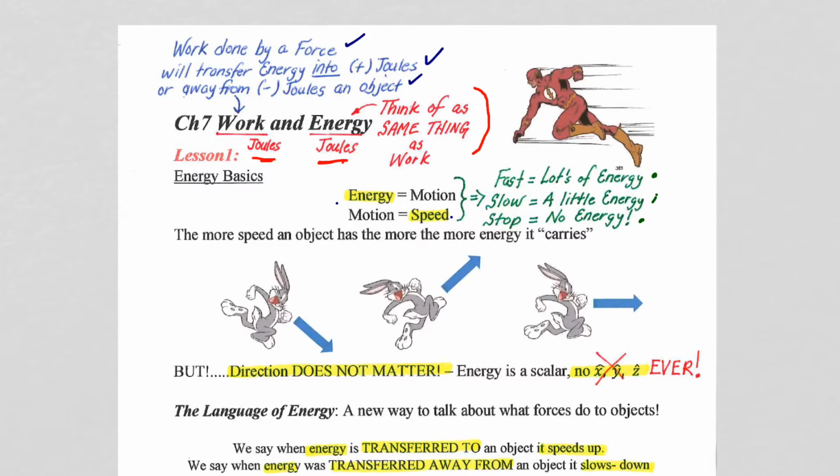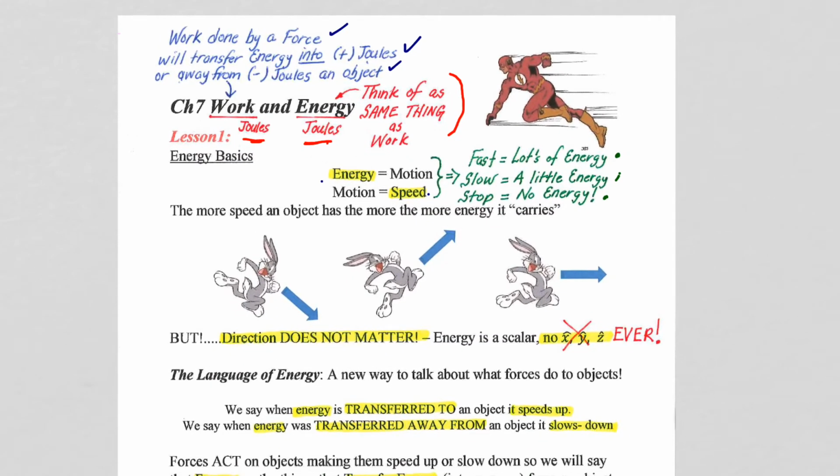As far as problem solving is concerned, one of the most important things you always need to keep in mind is this: energy does not have direction associated with it, ever. It doesn't matter whether you are running downhill, uphill, or sideways. The amount of energy this object would have is based on its mass and its speed. We never, ever put x hat, y hat, z hat, or indicate direction for energy.